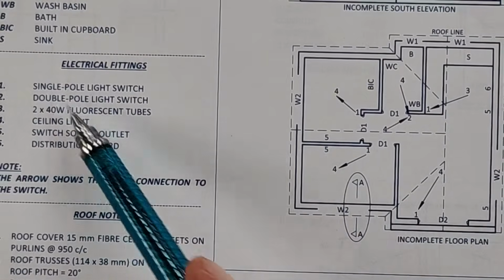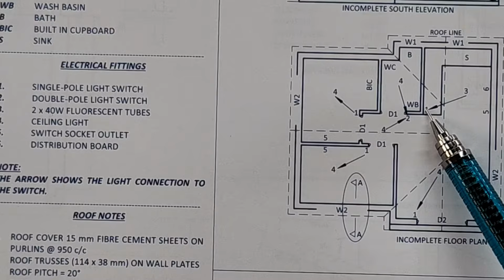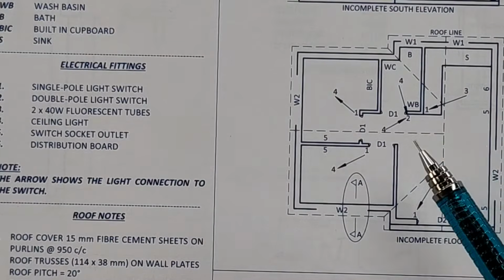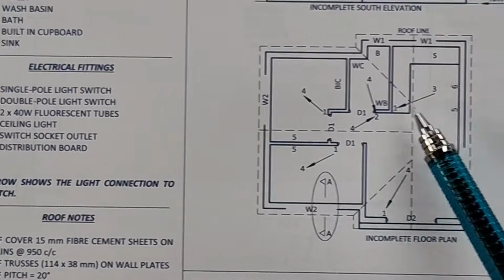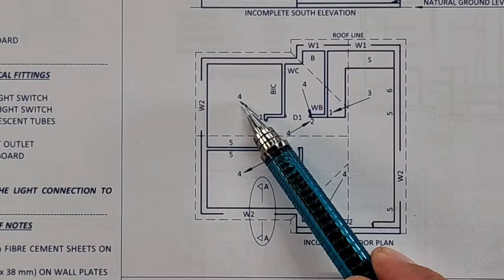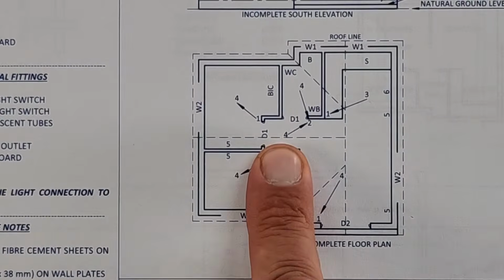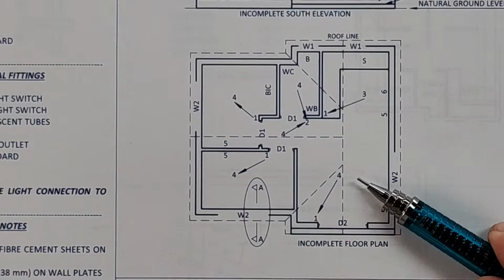And so number 1 represents a single pole. Let's find there's a one there, that's a single pole light switch. Number 2 is a double pole light switch. Number 3, there's one, is fluorescent tubes. We've got ceiling lights at 4, etc. So that's one part of it, and it's incomplete. It doesn't have your hatching in it. There's no fixtures in it as well.